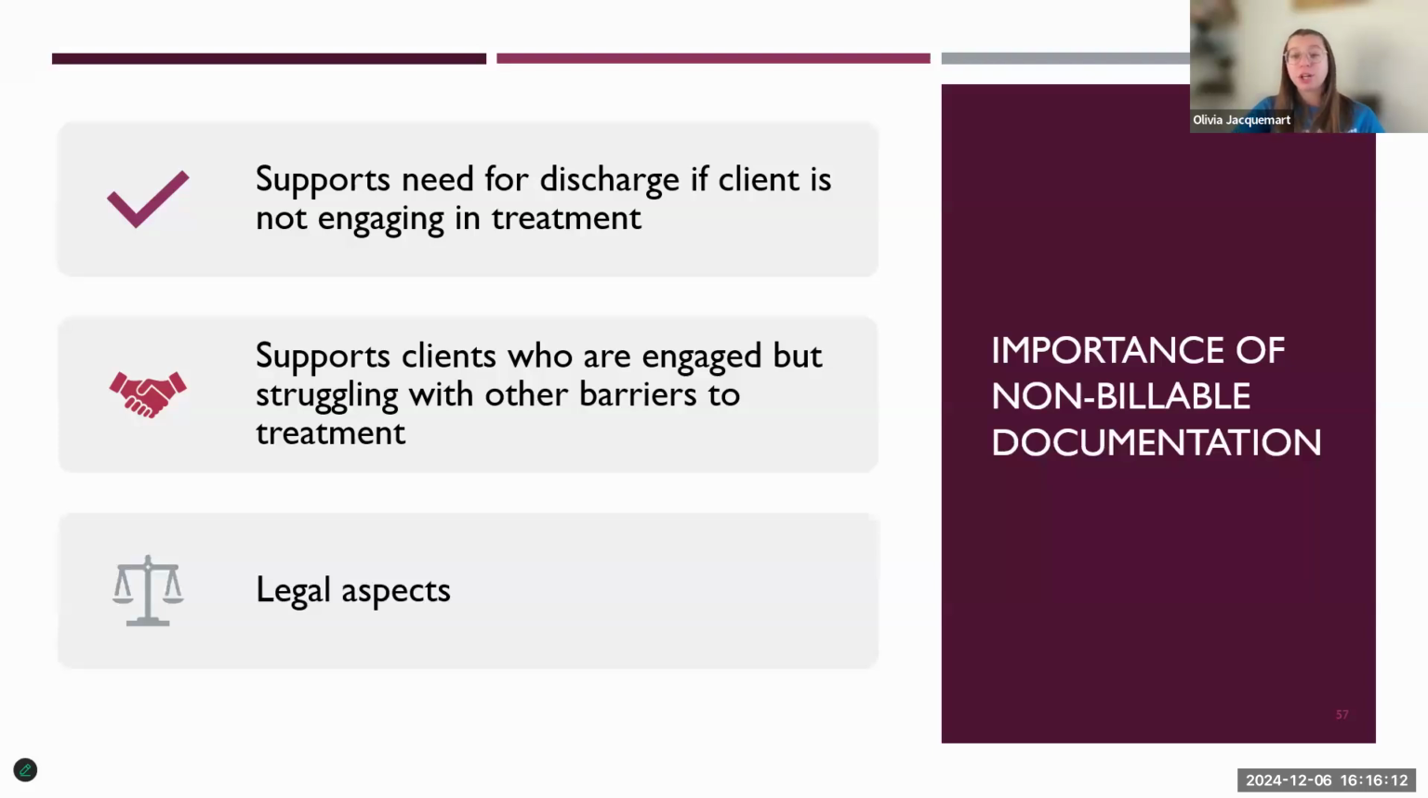We definitely need to make sure that we are also documenting all information. This includes any documentation that may be non-billable. Remember, any service that is under 8 minutes is a non-billable service. However, that still needs to be documented. Non-billable documentation is important as it supports the need for discharge if clients are not engaging in treatment. It supports clients who are engaged but struggling with other barriers to treatment, and has a legal aspect. Remember, this is all legal documentation that we are putting in the client's chart.